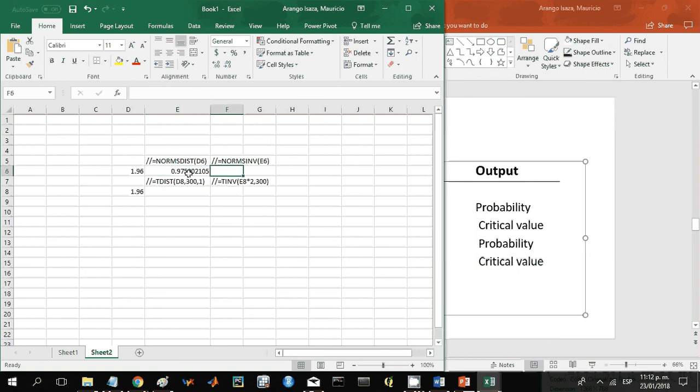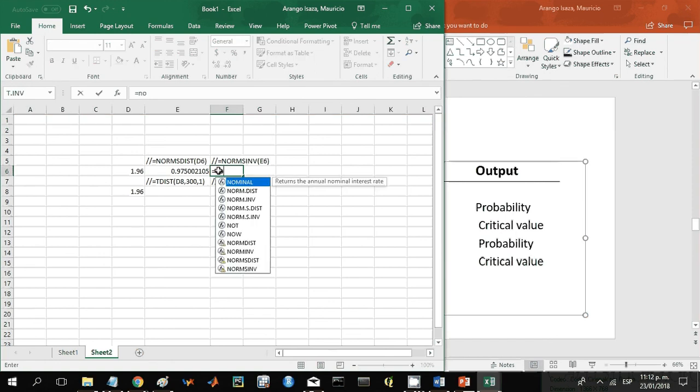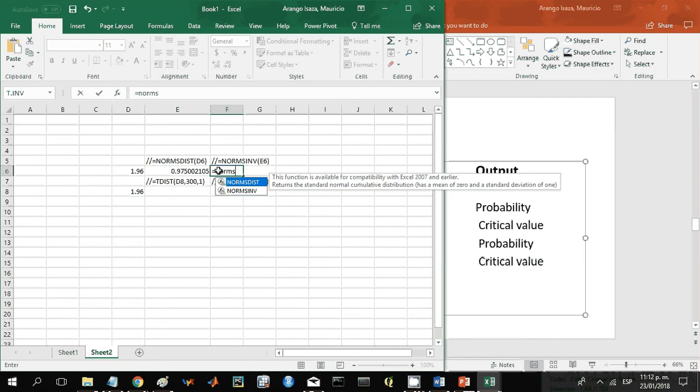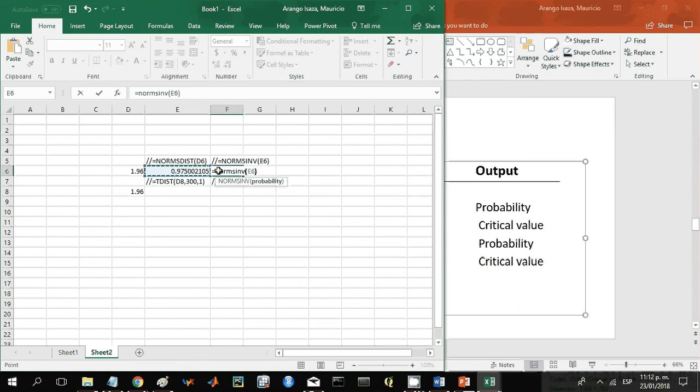And if I want to take this and get the critical value, the only thing I have to do is ask Excel to give me the inverse of that, NORM.S.INV, and select the probability, and it's going to give you the same number you used as an input at the beginning. Now let's do the same thing with the t-distribution.